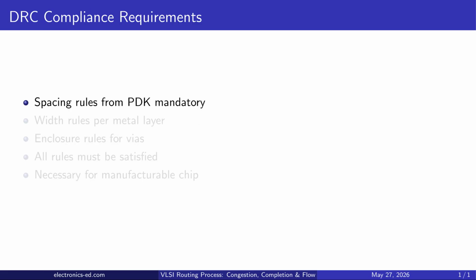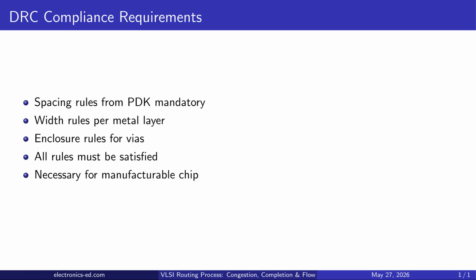Spacing rules from the PDK are mandatory. Minimum width rules apply to every metal layer. Vias must satisfy enclosure rules for each layer. All of these rules must be satisfied without exception. This is necessary for a manufacturable chip.